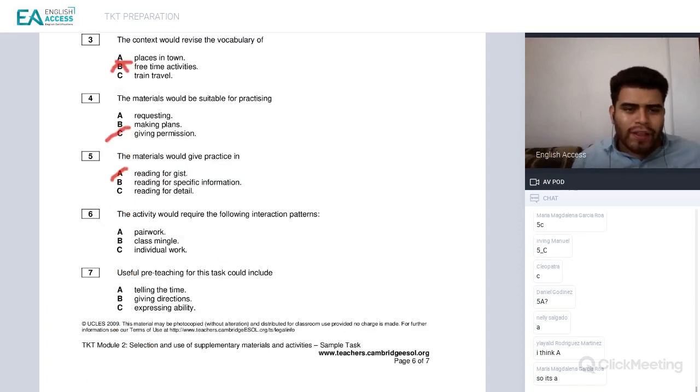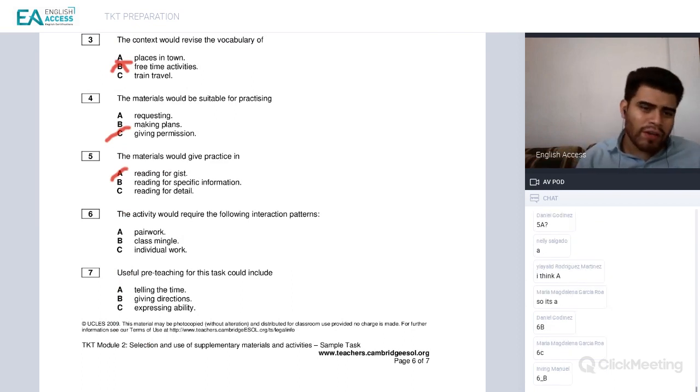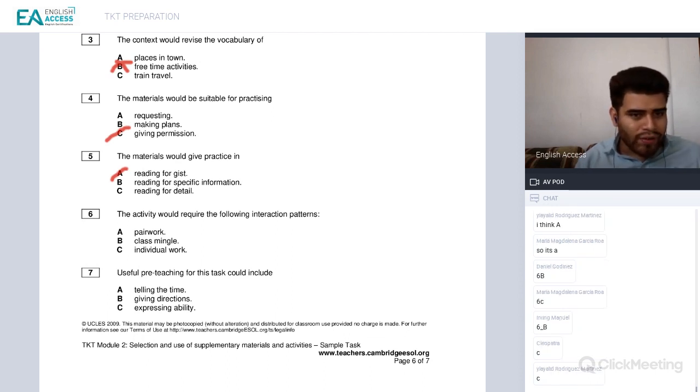Number 6, the activity would require the following interaction patterns: pair work, class mingle, or individual work. Which one is not appropriate?